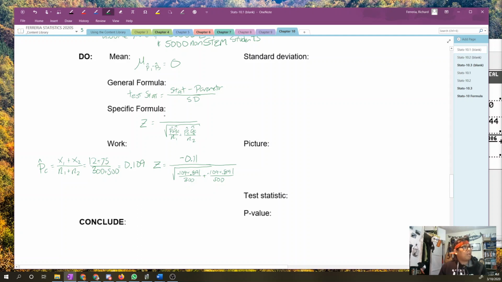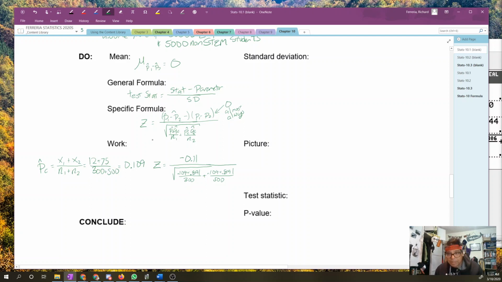But our specific formula is P1 minus P2 minus 0. Those should be hats, and rather than a 0 here, we should say it's P1 minus P2, which is basically 0. That's going to be 0 almost always. In fact, I don't think I remember a time in AP Stats where that's not equal to 0. But that's far different than saying that it's always going to be 0.